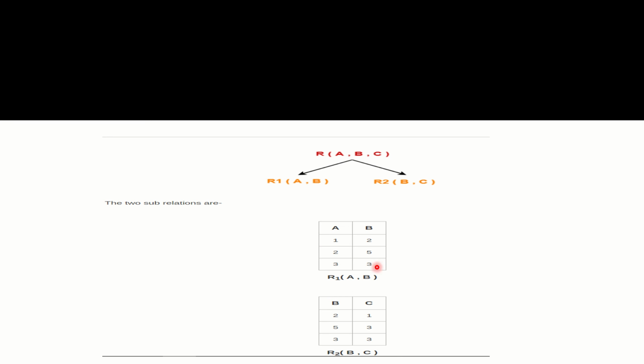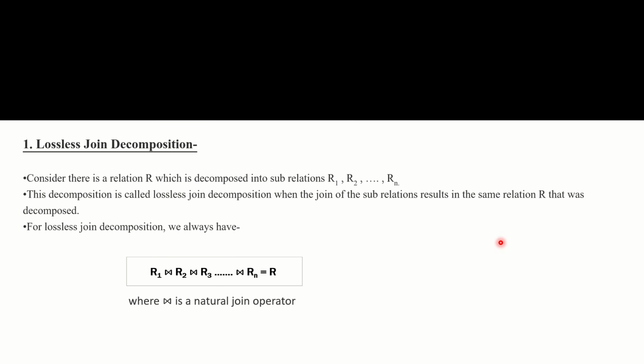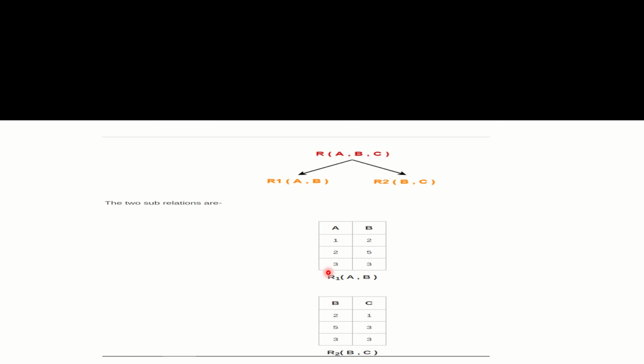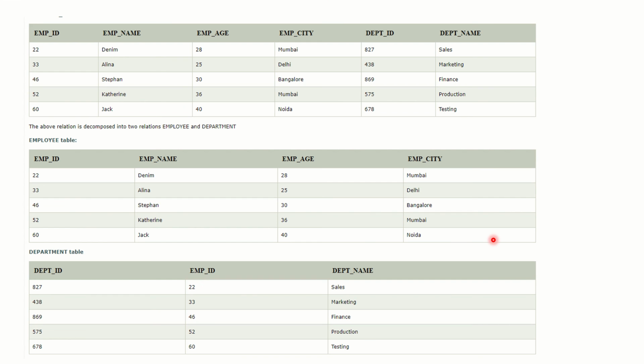Then if you take the third row, 3, 3, we will try to find a match for B here in the second table. So 3, 3, 3. That is a natural join. Same thing, 3, 3, 3. So if you perform the natural join of this R1 and R2, we will get the original relation R. That means the decomposition was a lossless decomposition.